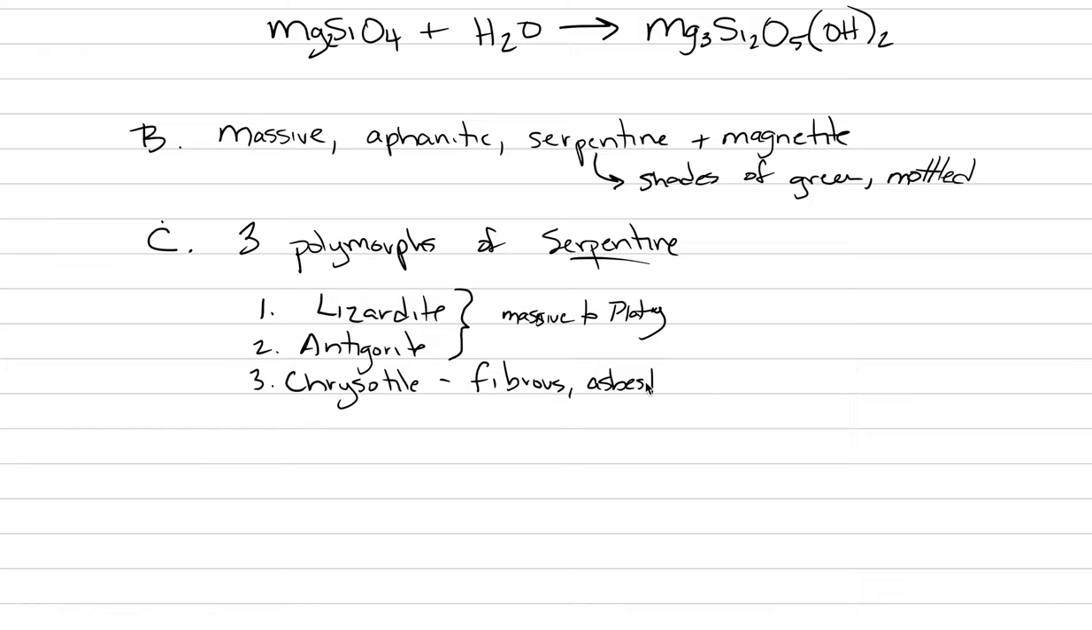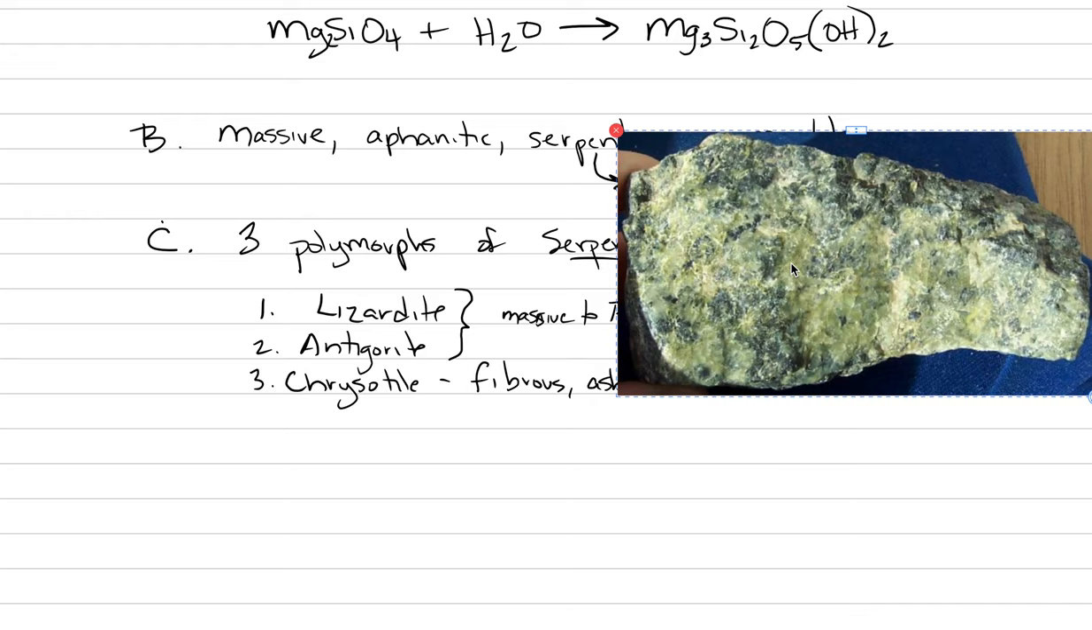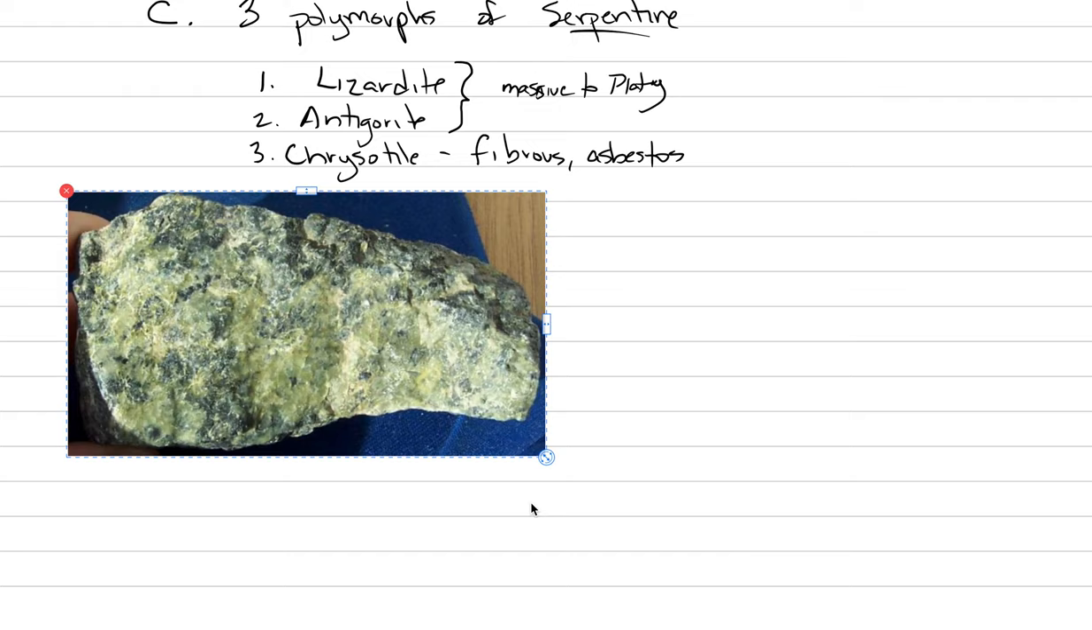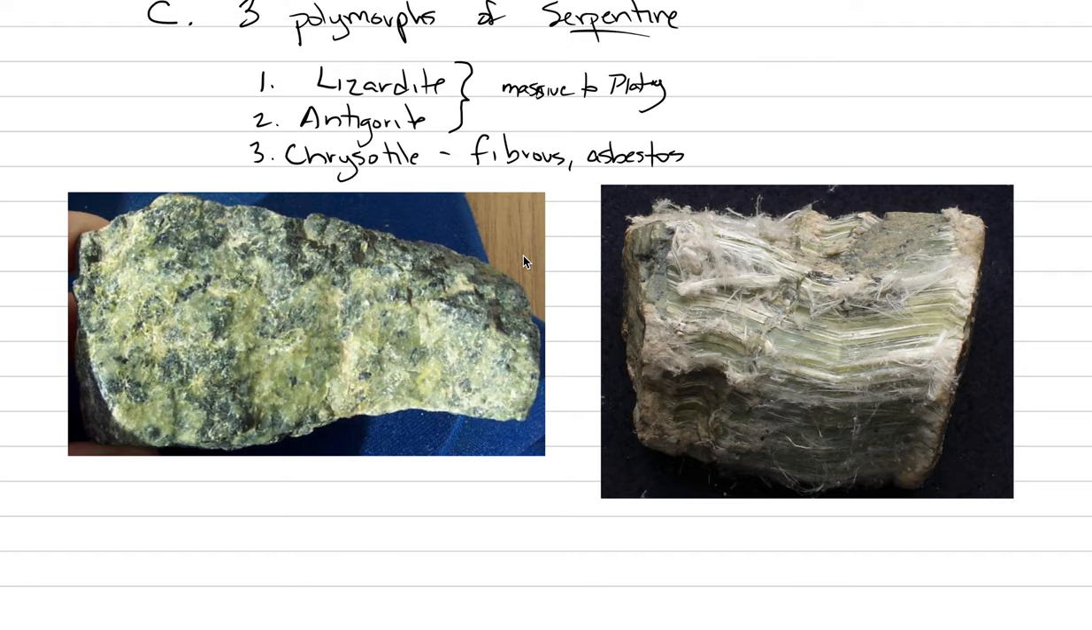Let me show you some pictures of these. There's a good image. Let's just drag this down here. Here's our antigorite and lizardite, mottled shades of green example. And then here is our chrysotile example, where you can see the fibrous nature. These are both images straight off Wikipedia. And to wrap this up, let's talk about the tectonic considerations. How are we getting mantle rocks hydrothermally altered?